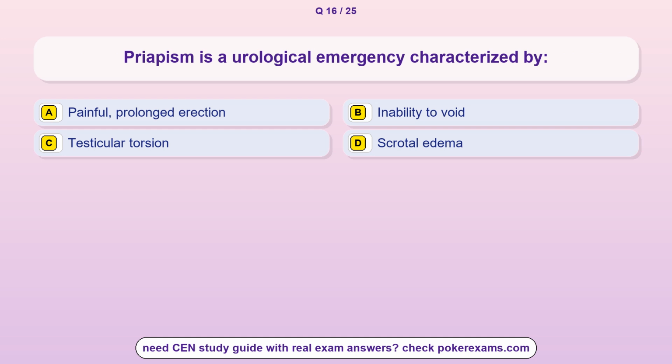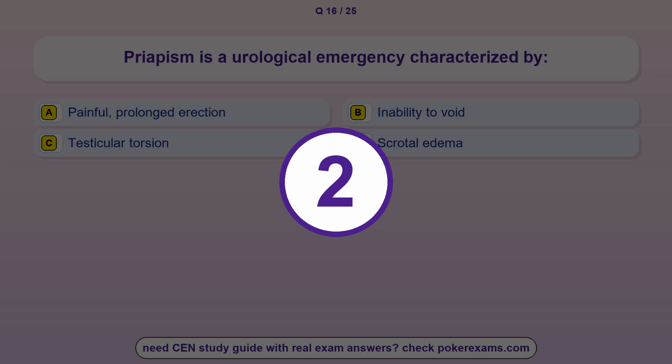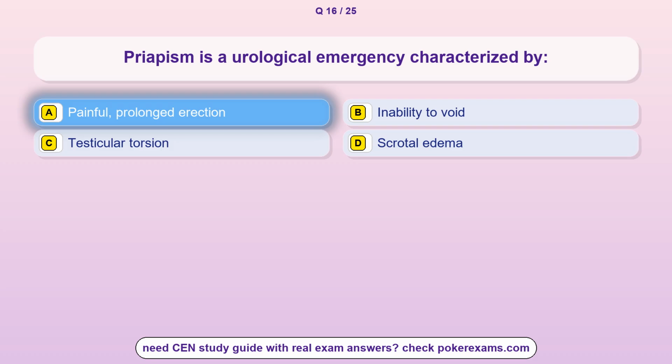Question 16. Priapism is a urological emergency characterized by: Option A, painful, prolonged erection. Option B, inability to void. Option C, testicular torsion. Option D, a scrotal edema. The correct answer is option A, painful, prolonged erection.